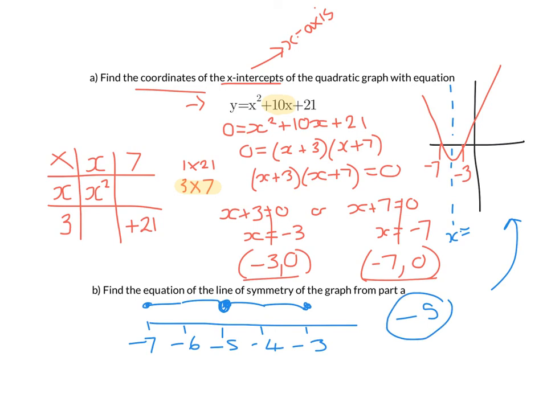Now another way of doing that would have been minus 7 add minus 3 is minus 10, and then divide by 2 is minus 5. So you can add them together and divide by 2 to find the middle number. So the equation of the line, like I said earlier, is x equals something because it's crossing the x-axis. It's x equals minus 5.